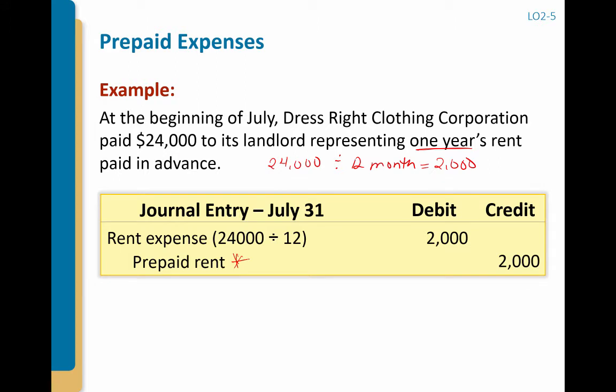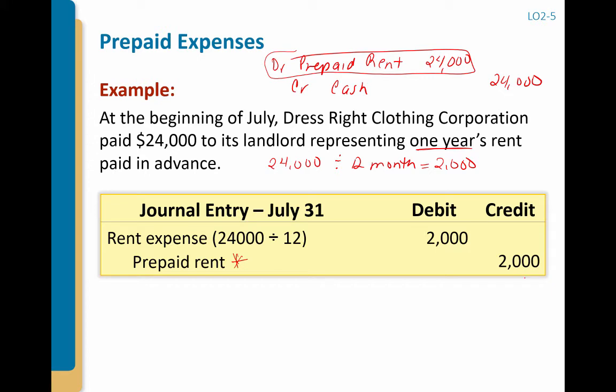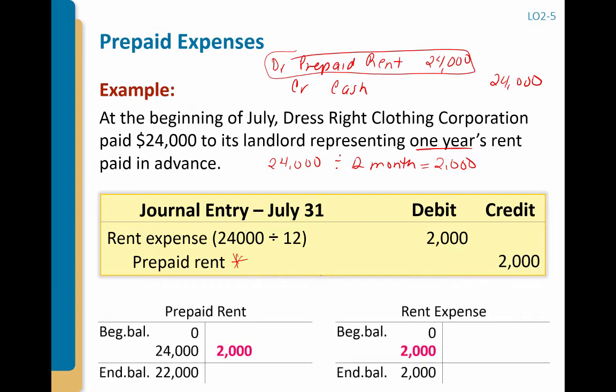Now remember, when you actually purchased and gave the money to the landlord, you would have debited prepaid rent for the $24,000, and then you would have credited cash. And remember, always think about what happens to cash. So here's your prepaid rent that you actually set up, and now you are reducing it by $2,000. So when we look at the T accounts, we have $22,000 in our account, and you would usually do a reconciliation at the end of the month to make sure that that balance is correct.